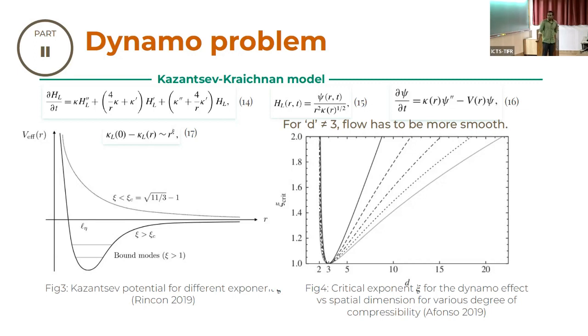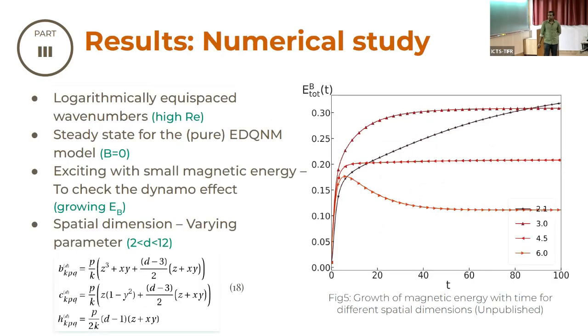So yeah, 3 is like a convex point at the bottom, and of course at d equal to 2 you can never have a dynamo. That's because of the anti-dynamo theorems. Okay.